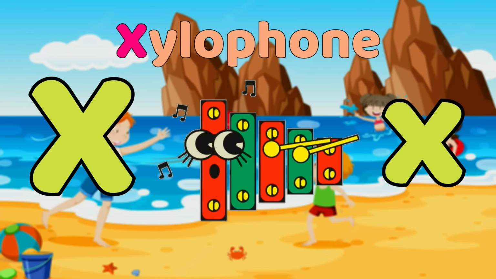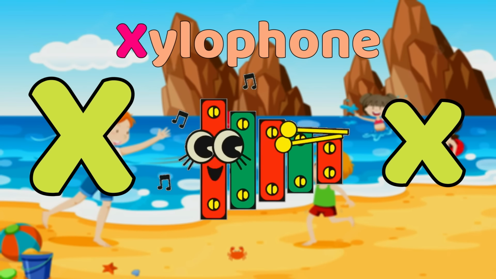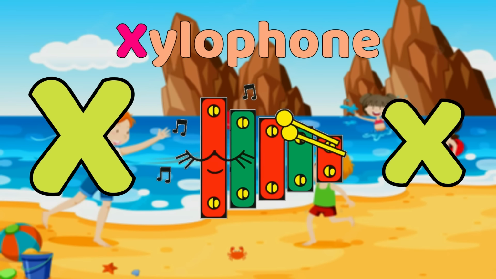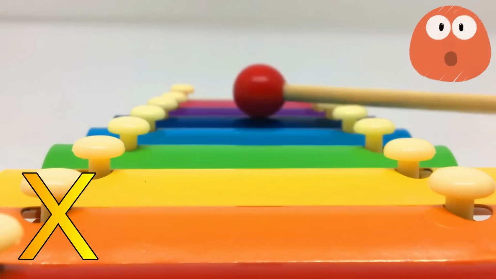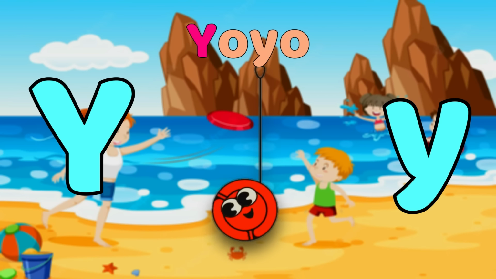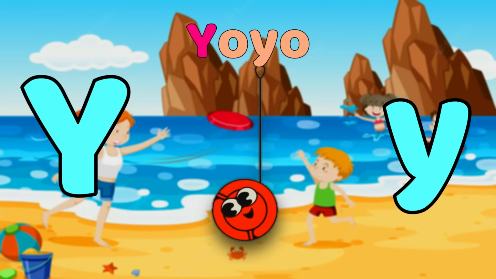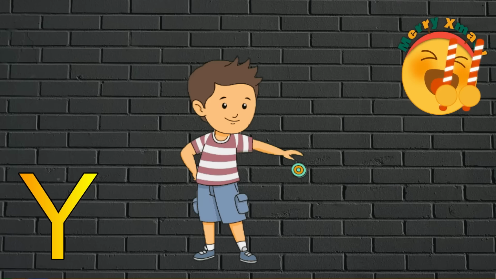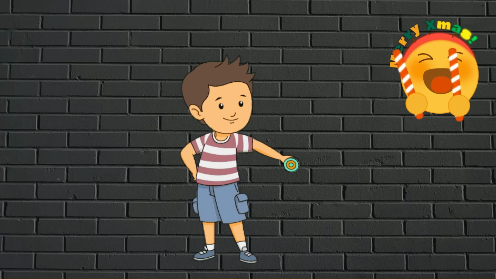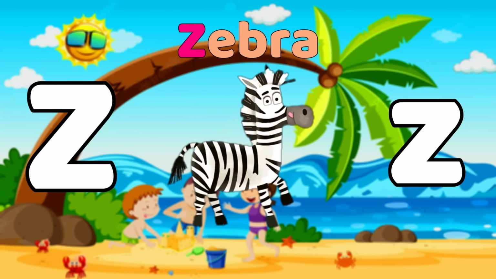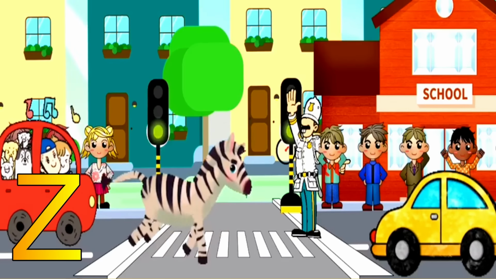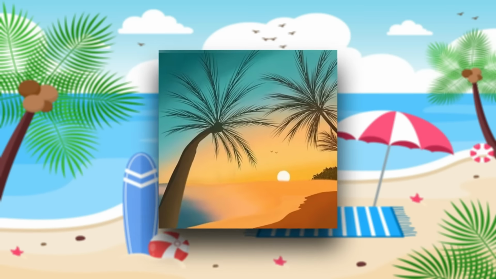X is for xylophone, Z, Z, xylophone, X xylophone. Y is for yo-yo, Y, Y, yo-yo, Y yo-yo. Z is for zebra, Z, Z, zebra, Z zebra. Do it again.